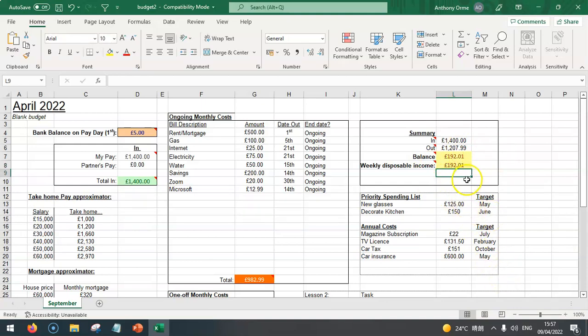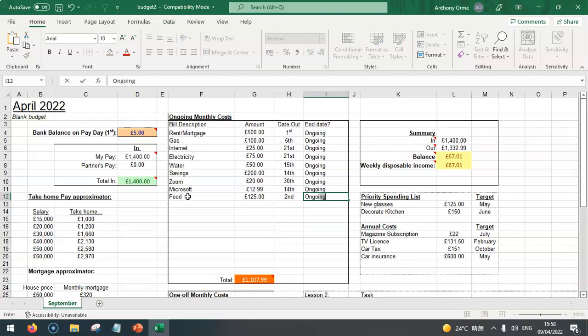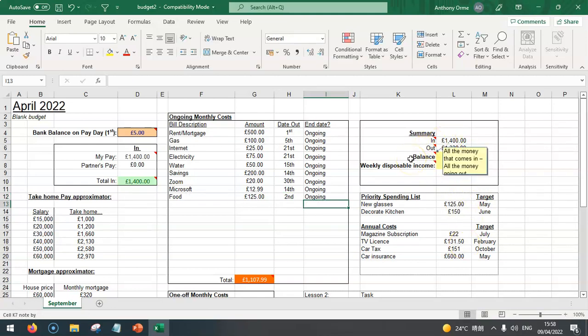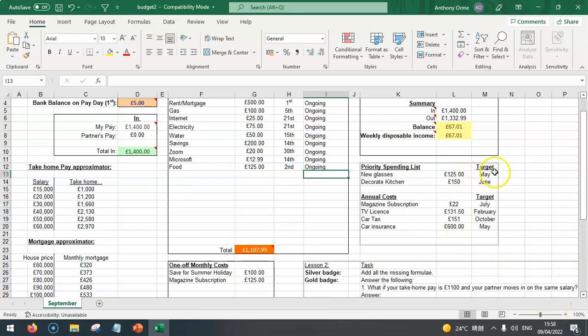So I might think, oh, I've got 192. I can spend that on like some glasses. But food is quite expensive, so maybe I spend 125 on food. So that's important. So I've got £67 that's put aside. I can use that maybe next month. I should have, let's say, a bit more, and I can buy some new glasses. Okay, and I've got a target here of May.